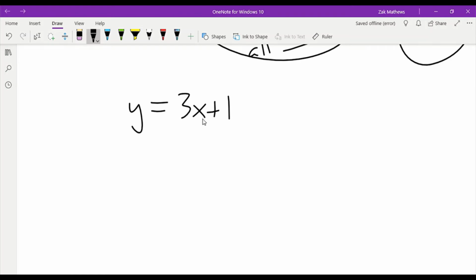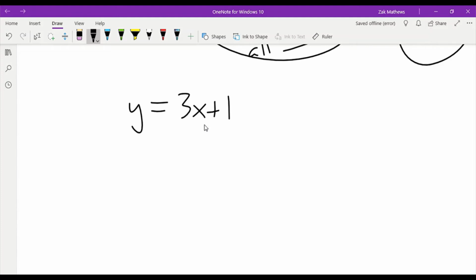If I plug in a 1 for x, I'm going to get 4. It's only one answer out of it. If I plug in a 5, I get 16. It's only one answer out of it. If I plug in 0, I get 1. One answer out of it. I don't care if those values ever repeat. The key is if I put in one value of x, how many y's am I going to get? Of course, only 1. If I multiply 3 by a number, it's still one number. If I add 1 to that number, it's still only one number.